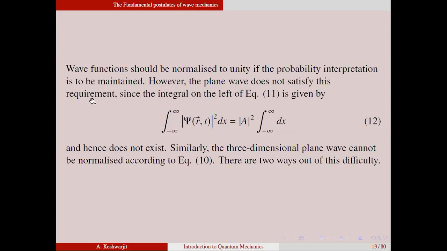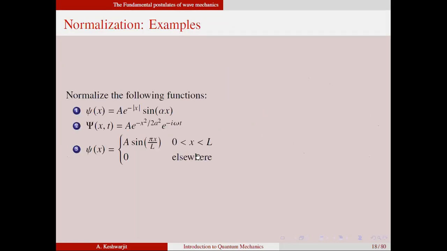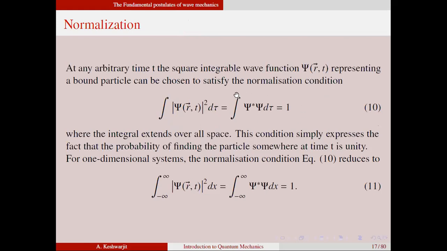However, the plane wave does not satisfy this requirement, since the integration on the left side of the equation is infinite, so the plane wave cannot be normalized. This is what they call square integrable, or integrally normalized. Similarly, the three-dimensional plane wave cannot be normalized according to equation 10. The integral of mod psi square d tau cannot be equal to 1, because for a plane wave it is equal to infinity.